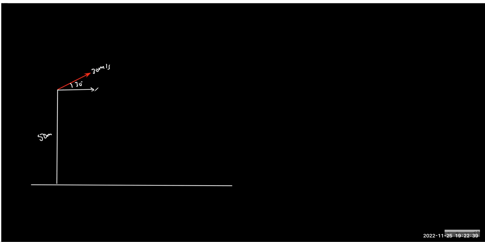So can you resolve this into x and y components? Yes or no? Yes. Okay, so what is the x component? 30 cos 30, which is how much? 15 root 3. What is the y component? 15 meters per second. For the time, you can forget about the x component. For the vertical component, you can get the time of flight from here.